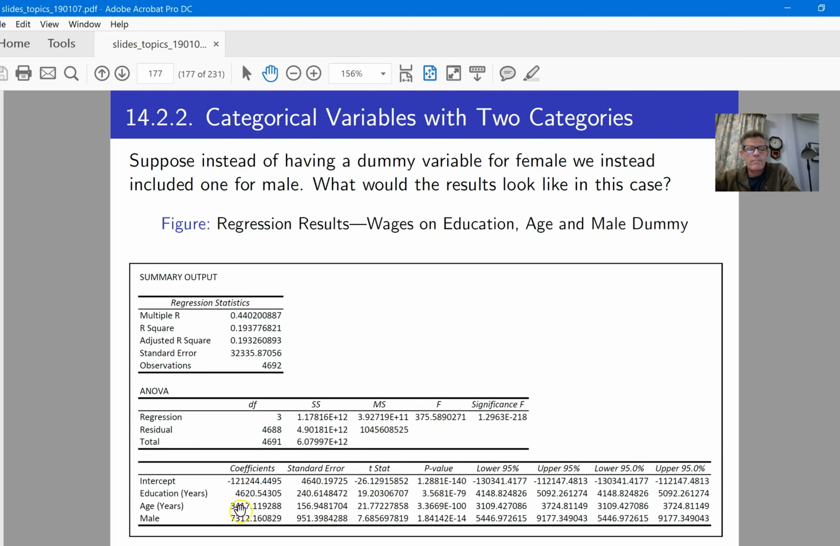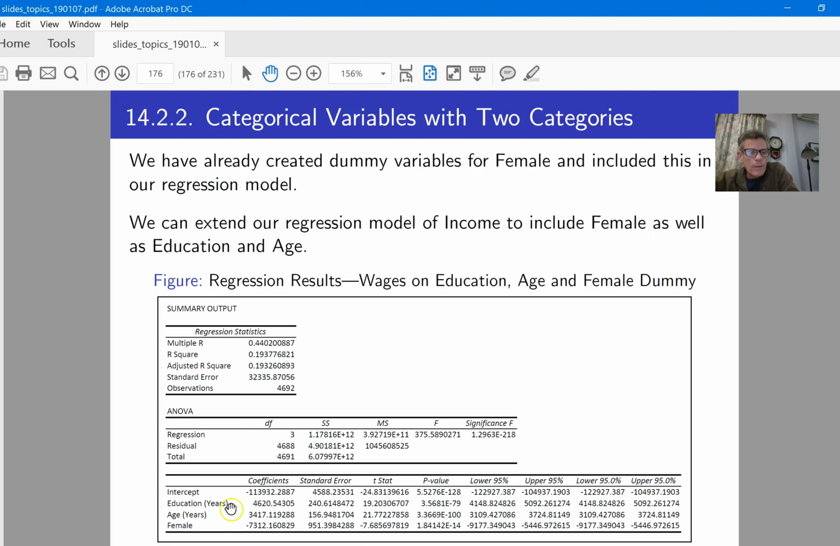Just out of interest, what if I constructed a different variable equal to 1 if you're a male and 0 if you're not a male, which in the case where we've got binary gender selection means that it's kind of the opposite, isn't it? Before we had a 0 for males and a 1 for females. Now we've got a 0 for females and a 1 for males. Stick it in my model, and look what I get. 7312 there. Just go back to the previous one. Look, it's minus 7312 here.